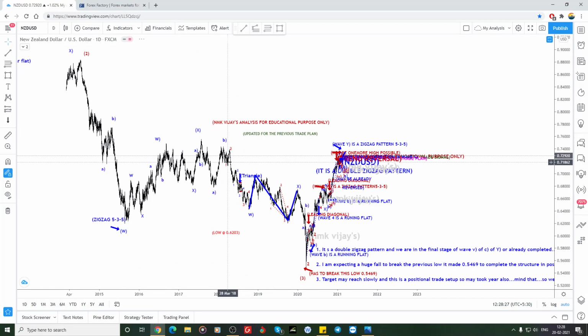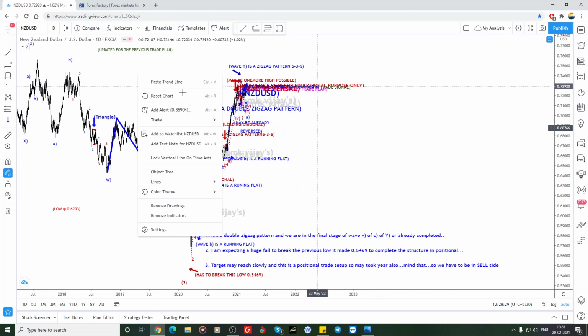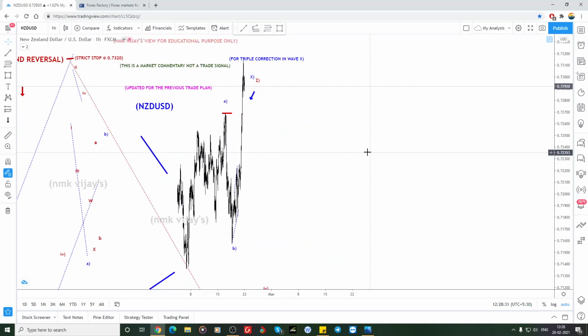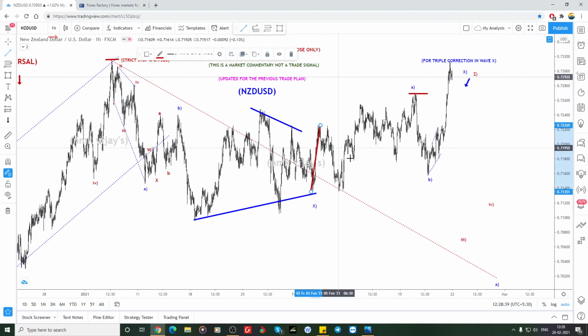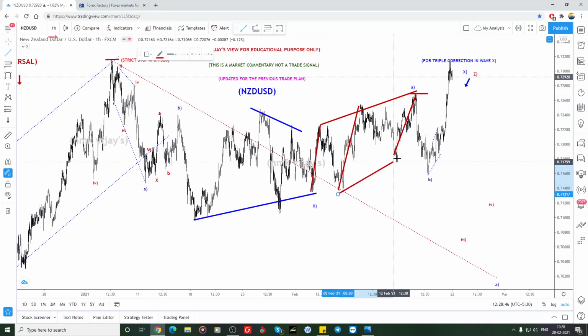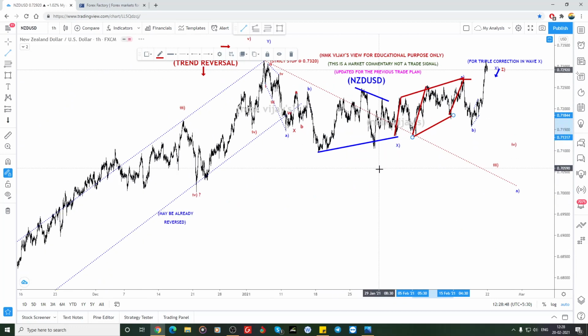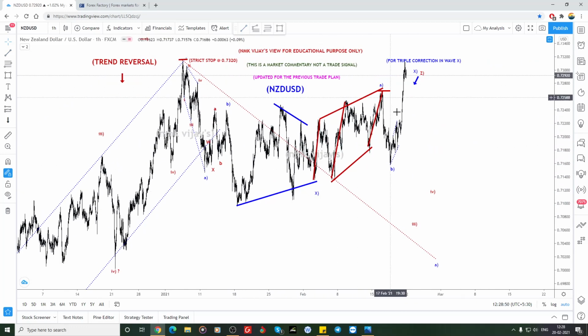And same thing, the New Zealand dollar also, it already, and exactly what I said, here the triangle could be X. Here is a 1, 2, 3, 4, and 5. So it could be a leading diagonal also. In the previous stream I said like that. Exactly, it did the same thing.